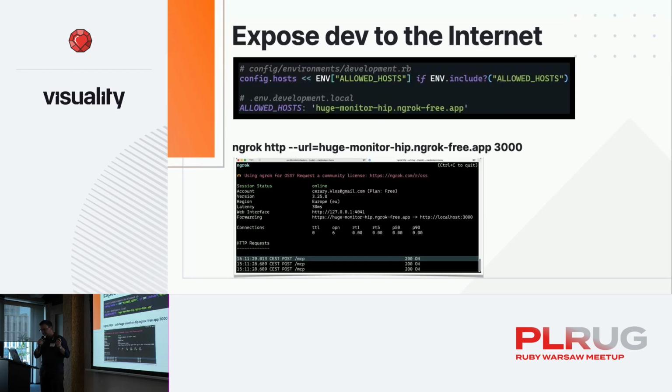So to do that, you would have to do two things. Install ngrok. If you're not aware, it's just a tool that, after running this command, exposes your HTTP connection: this URL is forwarded to port 3000 on your local machine as long as it's running. And we also need to set allowed hosts. Otherwise, the host authorization middleware would just refuse the connection.